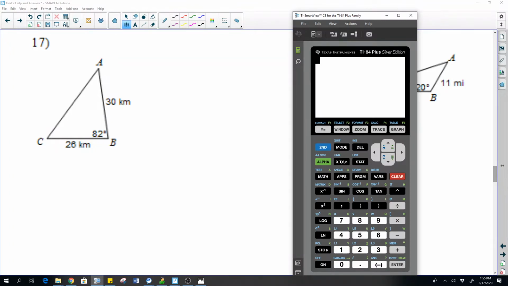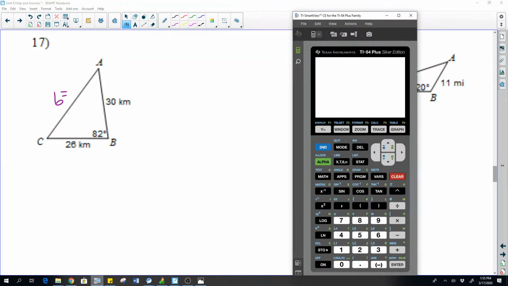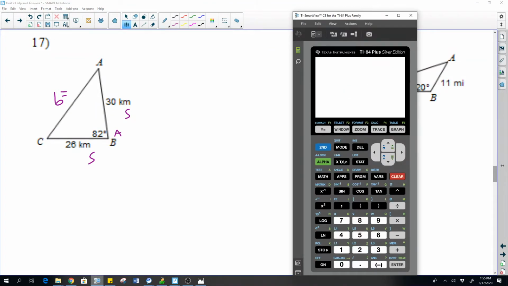So I'm going to find little b right now, using the formula for side angle side, which is what this is. I'm using my calculator to skip some steps. Remember the formula: b squared is equal to, so to undo b squared, I'm going to square root the whole thing. So 26 squared, plus the other side squared.